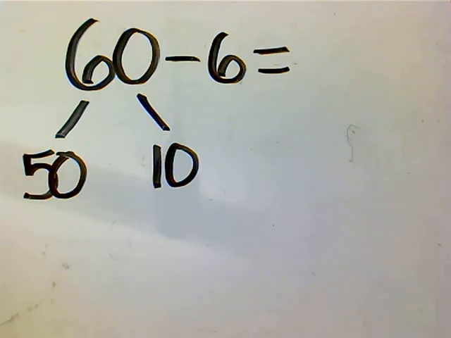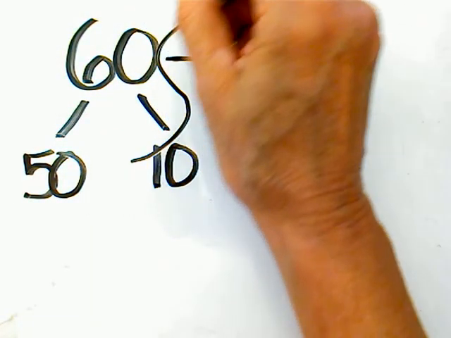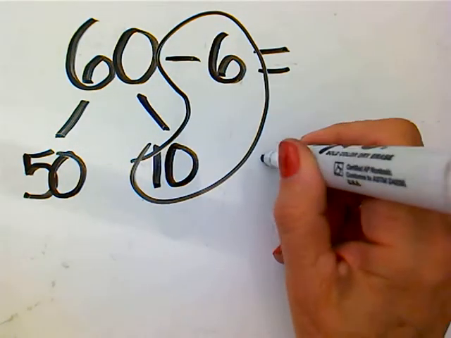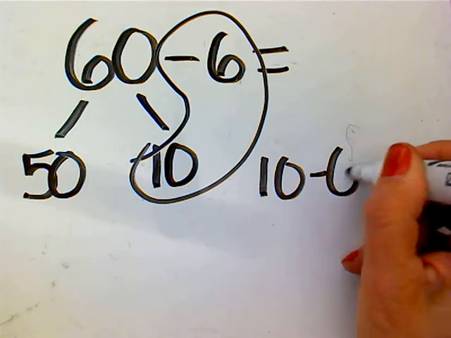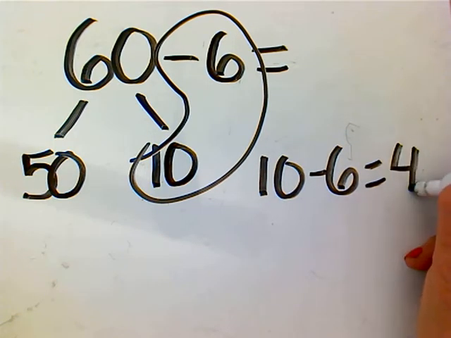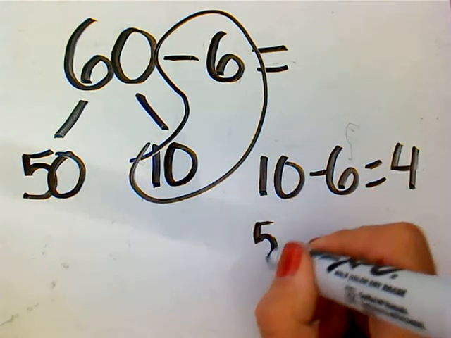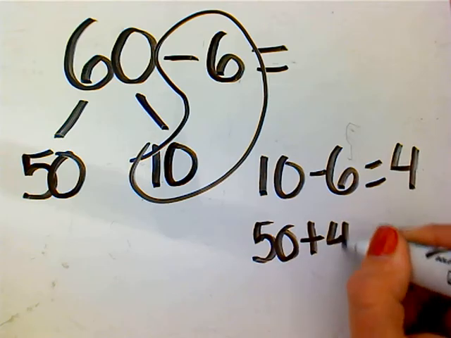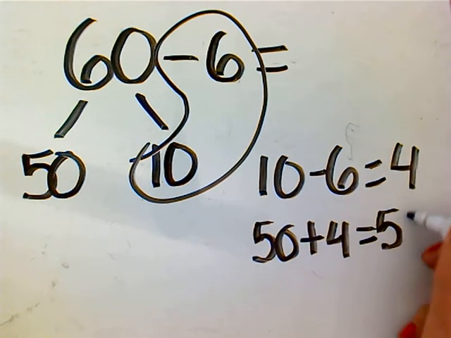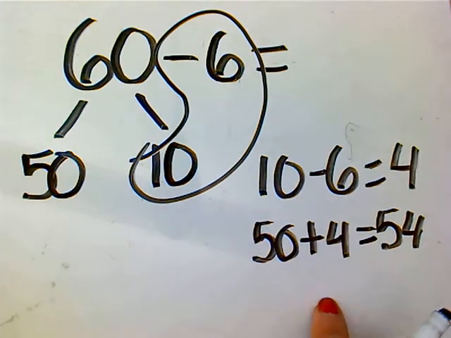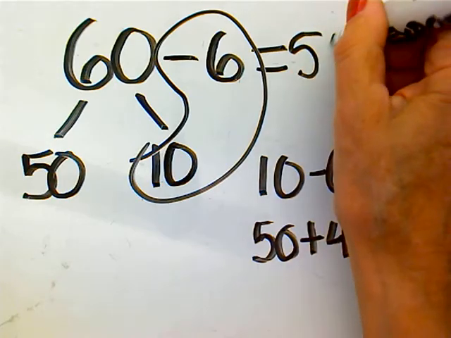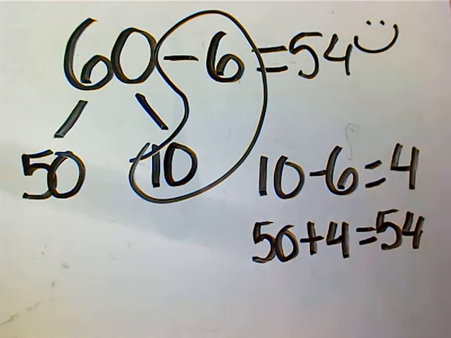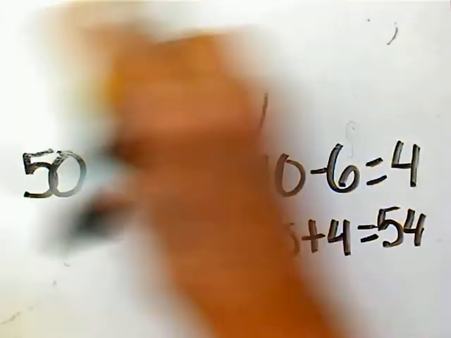Did you end up with 50? Now it's easy to subtract this. 10 take away 6 equals 4. Added to the 50 that I still have gives me a total of 54. So if you said Tristan now has 54 cards left, you are exactly correct. All right, you could try a few more of those on your own.